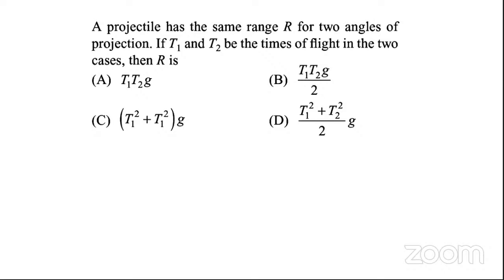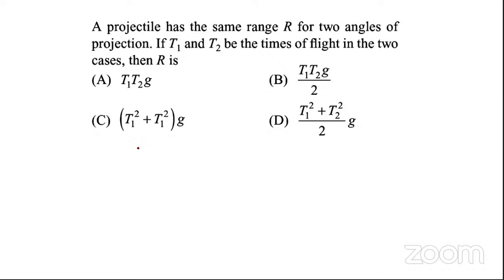Anyone with any answer? Or shall I give you some hints? All right, I'll tell you a few steps. See, in this question, mainly you just have to use the formula and modify them. So a projectile has the same range R for two angles of projection.